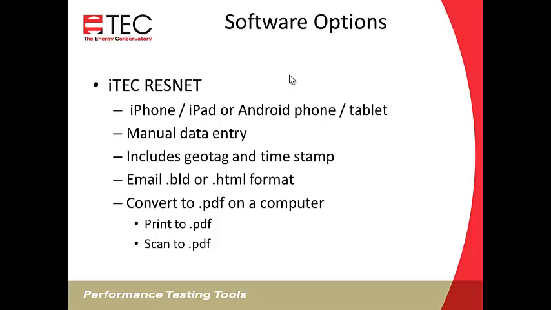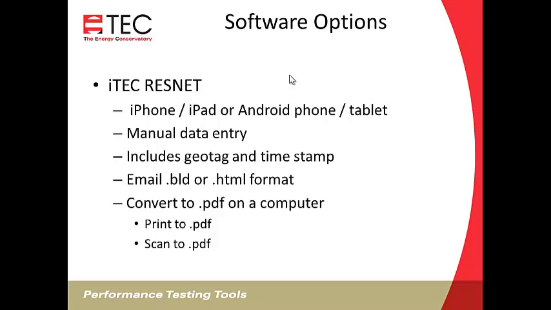One thing that I didn't include on this list, with the iTech ResNet, is you can include a photo, some type of identifying photo. Whether you want to take a picture of the gauge, or the front of the house, or a picture of the address, or maybe a selfie with the address, you can get creative here, but it allows you to save one photo and keep that with the report.